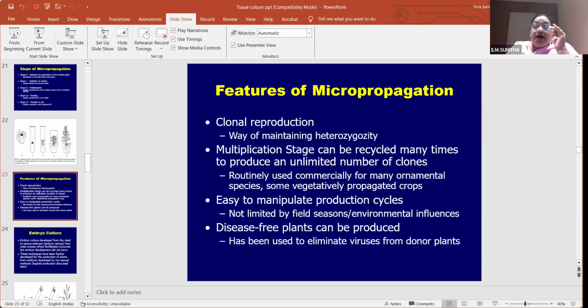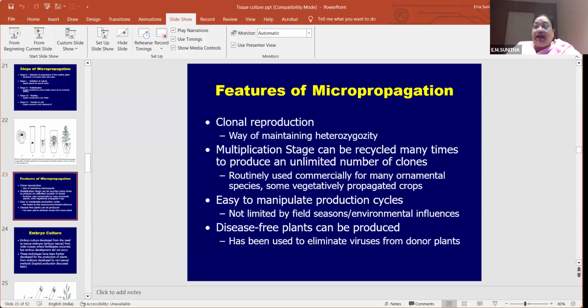That is one feature. Next, you can have multiple stages. You can recycle it so many times with unlimited clones. So many clones you can make. Mostly you can do it commercially for ornamental plants or vegetatively propagated plants. Many orchids, outside, earlier you didn't get even one orchid. Orchids were very rare to see. You never used to get anthuriums, you never used to get gerberas. But nowadays, because of this, chrysanthemum, orchid plants, so many ornamental plants we are getting; they are cloning and getting micropropagation.